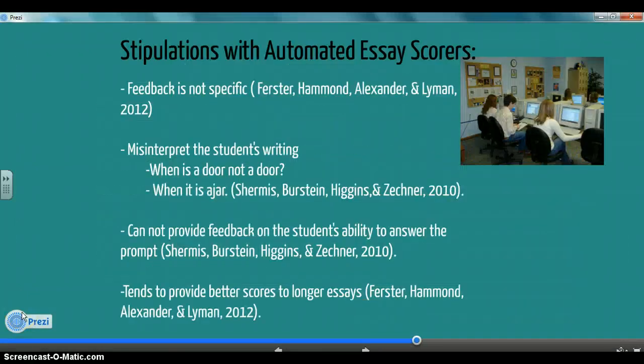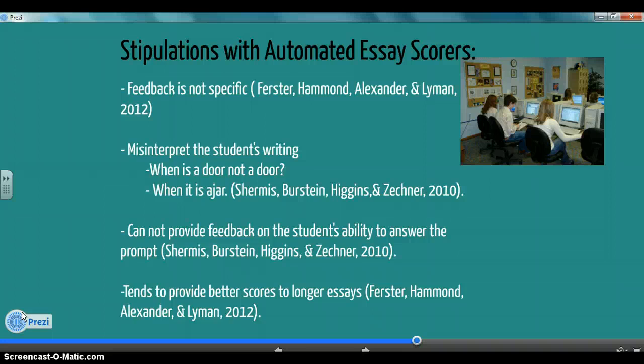Although automated essay scorers seem like a really great idea, there are some stipulations. Feedback is not specific. They misinterpret the student's writing. For example, when is a door not a door? The answer would be when it is a jar.